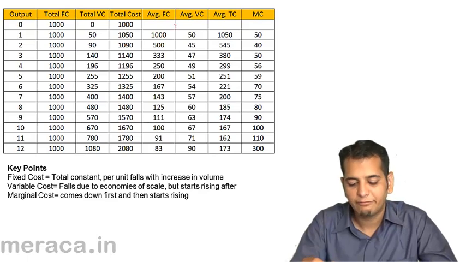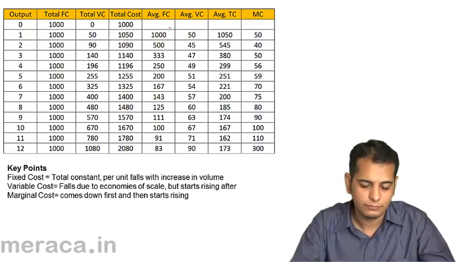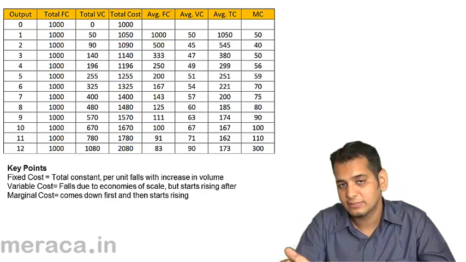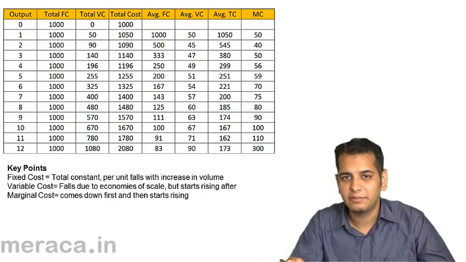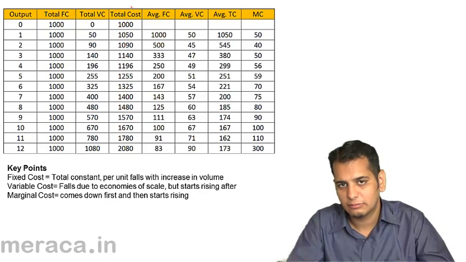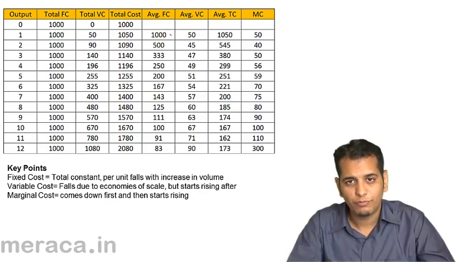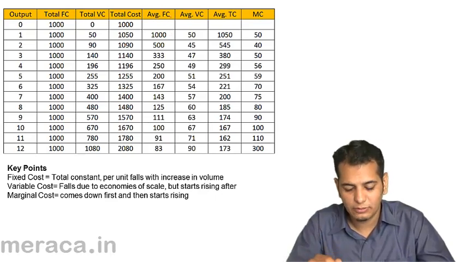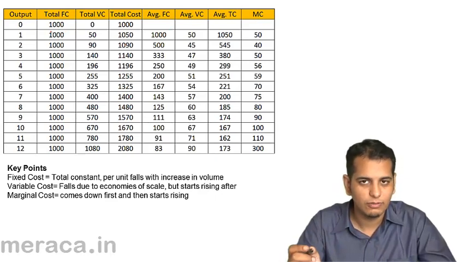Now let's come to average fixed cost. Average fixed cost is total fixed cost divided by output. So in the first case, there will be no average fixed cost. It will be meaningless. It will be infinity because 1000 divided by 0 is meaningless. For the first unit, the average fixed cost would be 1000, that is 1000 divided by 1.